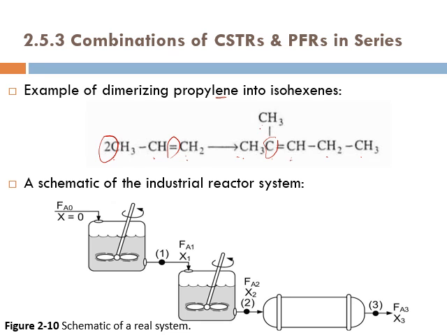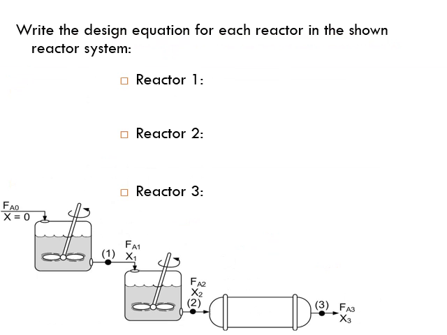A schematic of the industrial reactor is shown here. Of course, this is a CSTR, right? And this is a CSTR as well, while this is a plug flow reactor. This is a schematic diagram of the real reactive system. So let's write the design equation for each reactor in the shown reactor system.